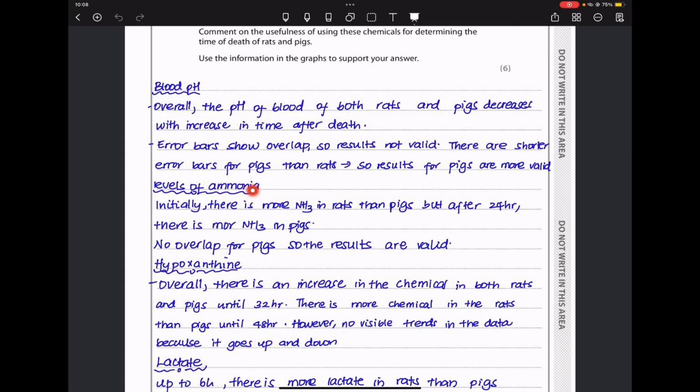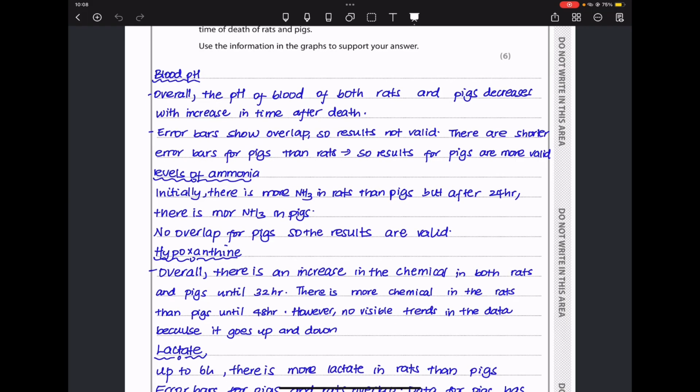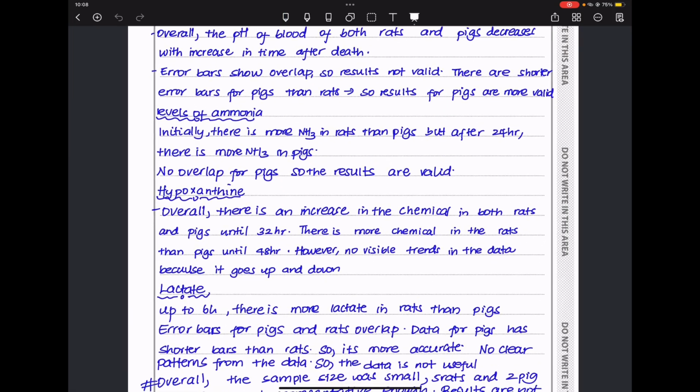When we go to the levels of ammonia, initially there is more ammonia in rats than pigs, but after 24 hours there is more ammonia in pigs. No overlap for pigs, so the results are valid.